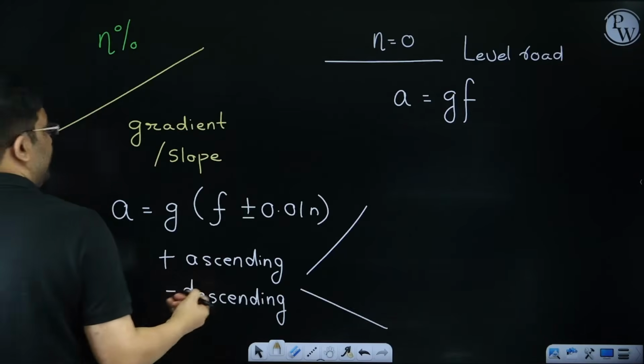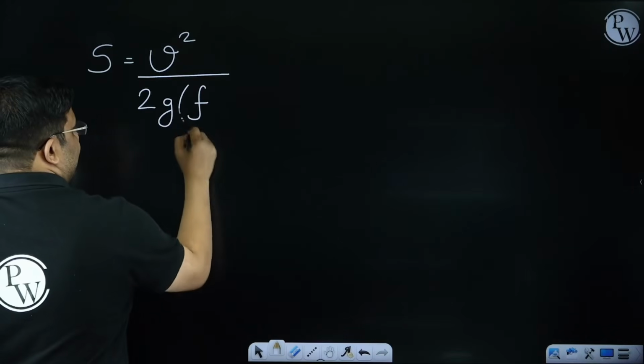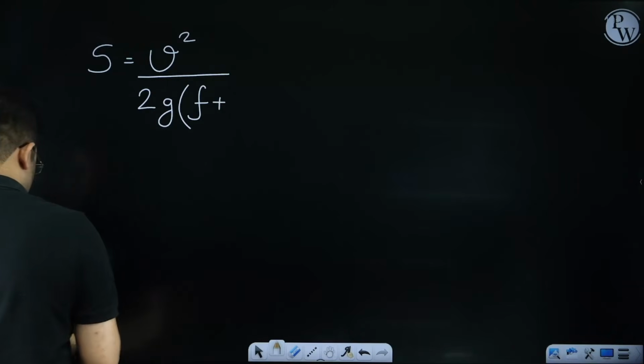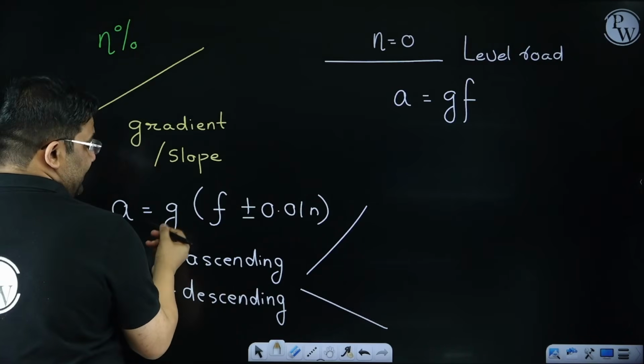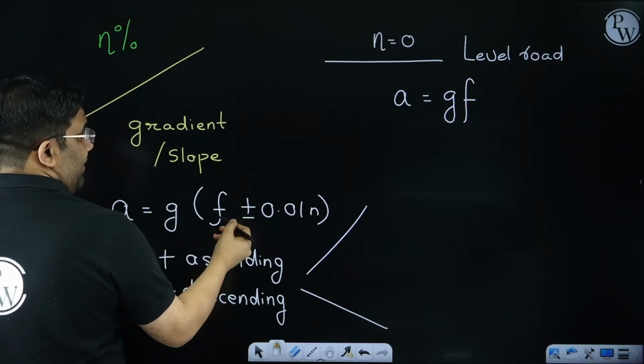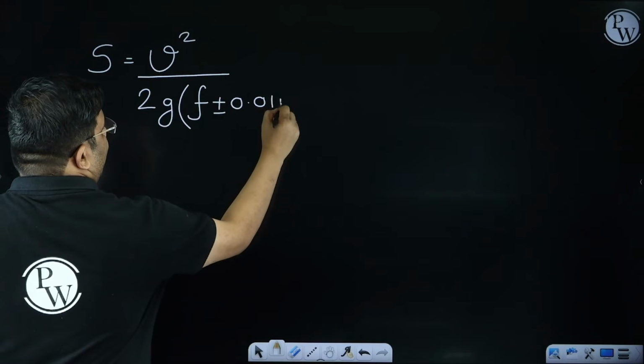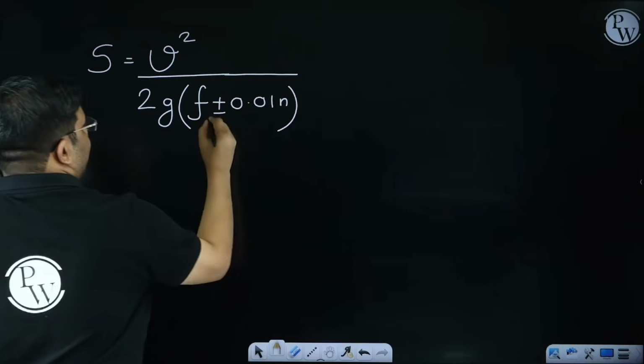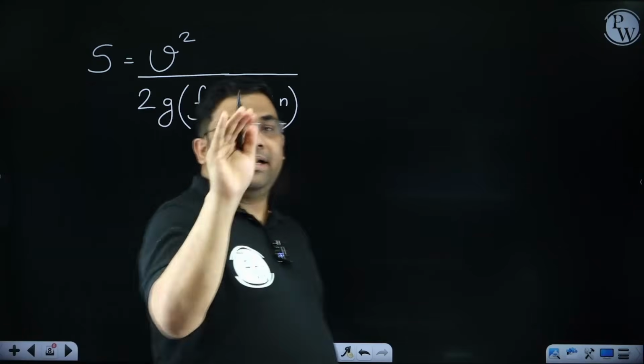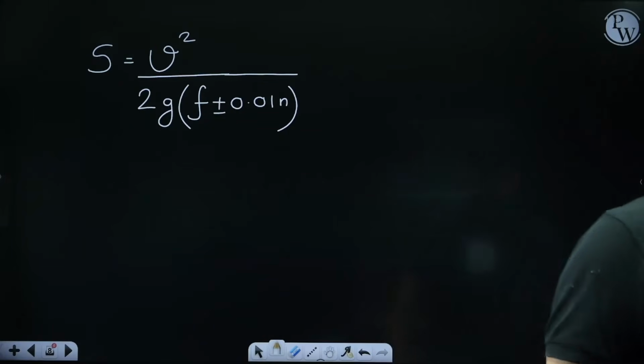But if you have a gradient, this changes to v square by 2g into f plus minus 0.01 n, because the deceleration rate changes to g into this. So in place of f, I'll write f plus minus 0.01 n. I will use plus when we have an up gradient and minus when I have a down gradient.